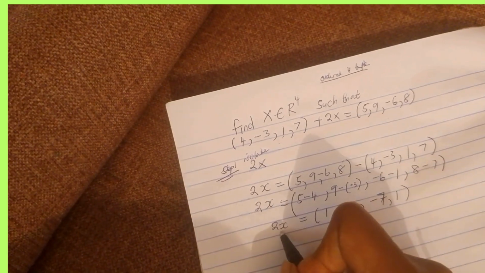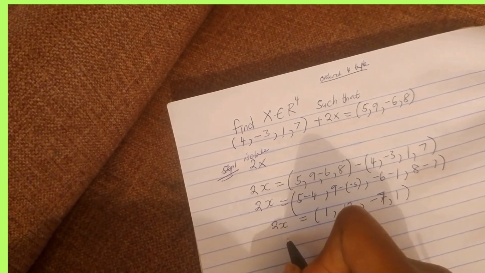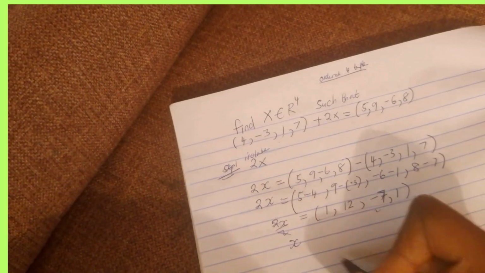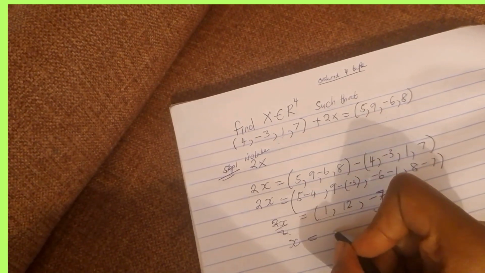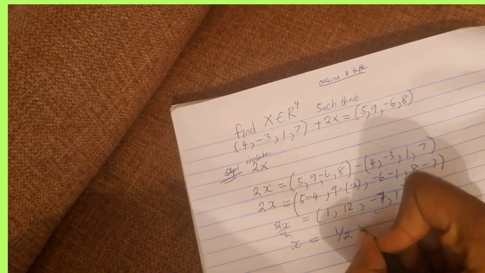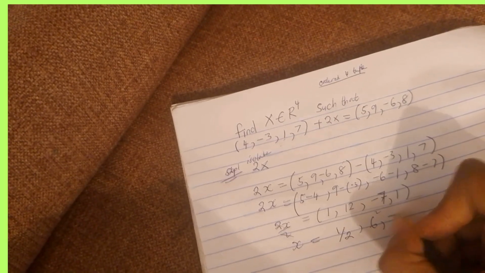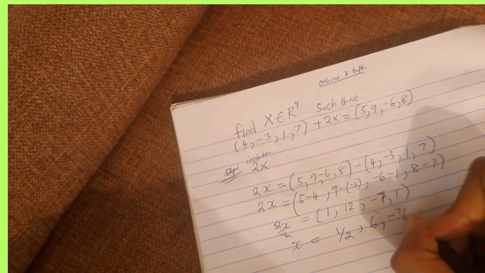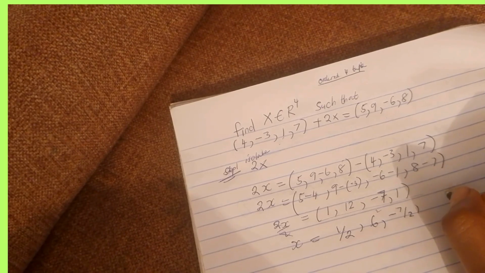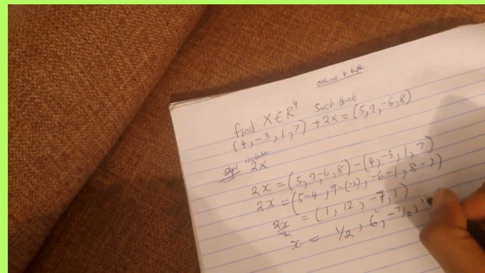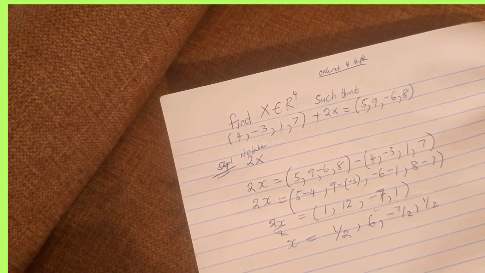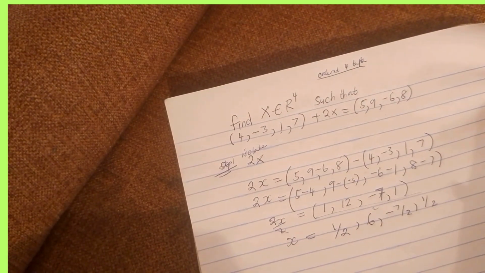And then finally we would simplify for x, which is simply dividing by 2, and then all the constituents of this divided by 2, and we would find x, the unknown, to be a half, 3, negative 3 and a half, and a half. So basically that would be how you would solve such an equation.